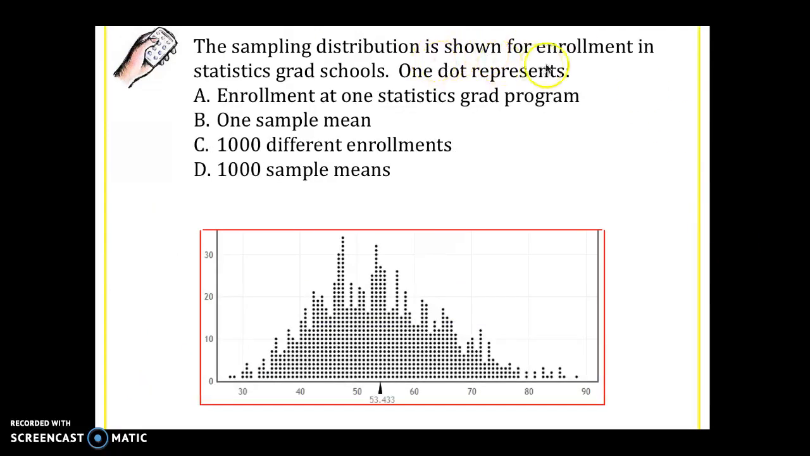We've got a sampling distribution for enrollment in statistics graduate schools. One dot, so this is a sampling distribution. What does each one dot represent? Enrollment at one statistics grad program, one sample mean, 1,000 different enrollments, or 1,000 sample means.